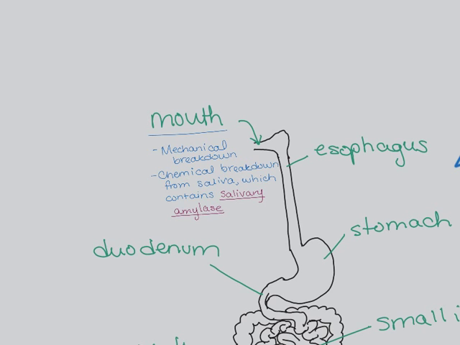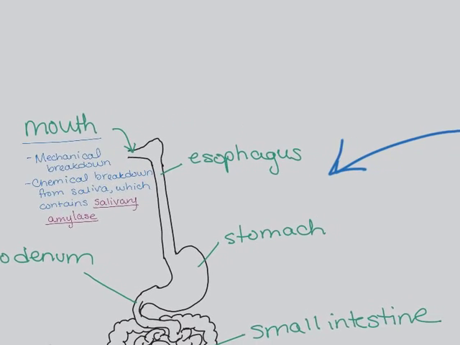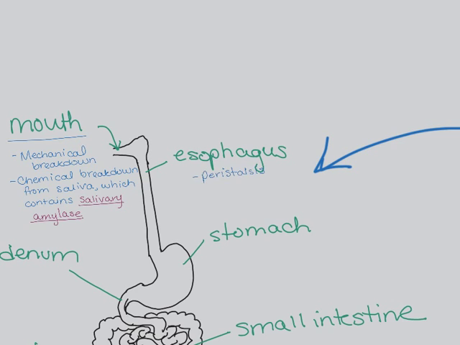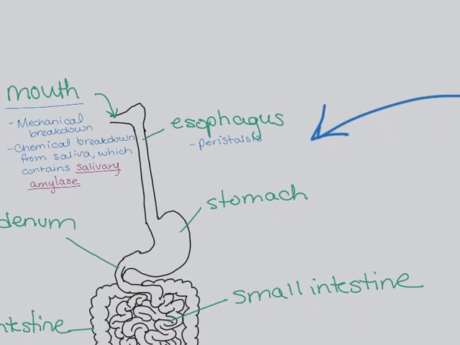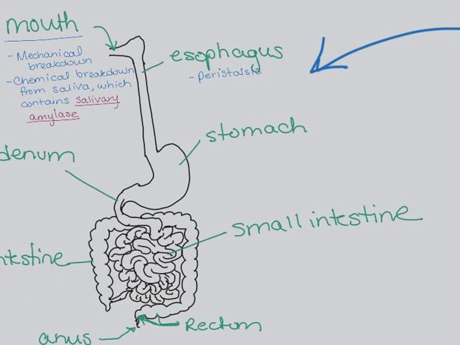Food then goes into the esophagus. The esophagus uses peristalsis to move food towards the stomach. And we get to the stomach. The stomach acts as a temporary storage for food, as well as does a lot of churning for mechanical digestion.